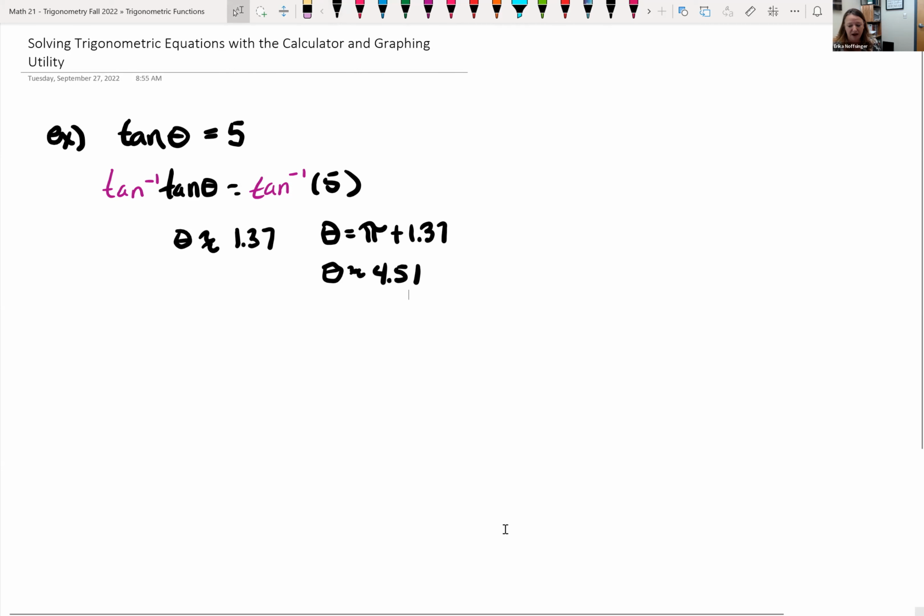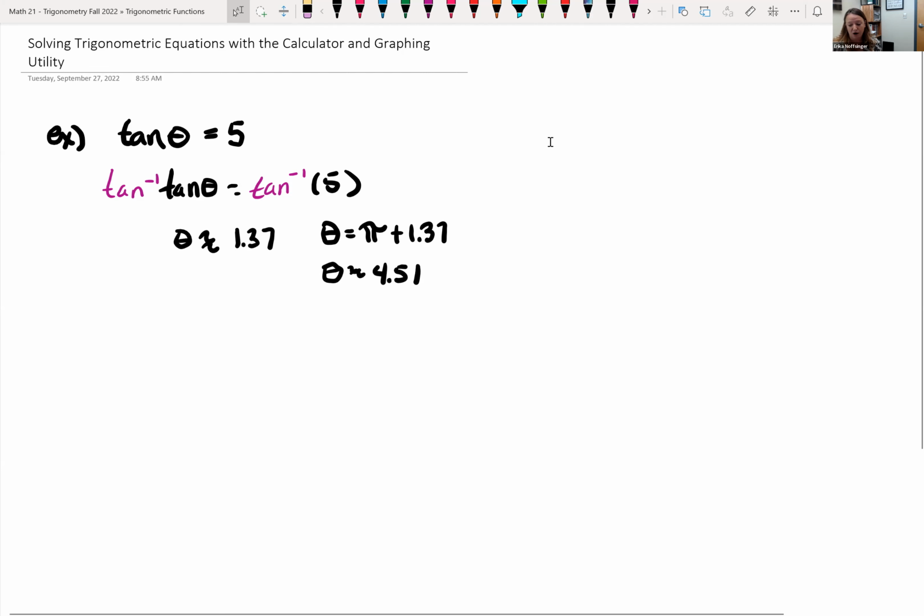So you can always go back there and check, and you can plug in tangent of 1.37. We did round, so your answer is not going to be exactly 5, but it will be really, really close to 5. And you can also look at tangent of 4.51, and you'll get that that's really close to 5.